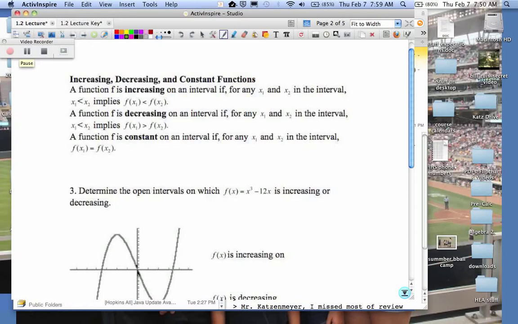Increasing, decreasing, or constant function here. Reading that information, what it's asking you to do is pick an x value and pick a y value. So you'd have a picture of a graph, and you pick an x, and then you pick another x, okay? And you're supposed to find their outputs. Where are the outputs for these particular x values? And as you move from one to the other, what's happening to the output?